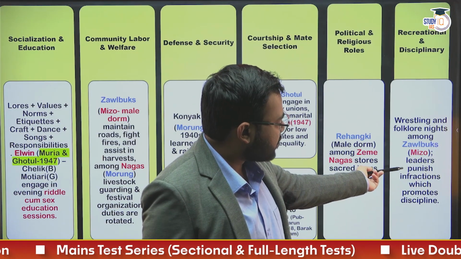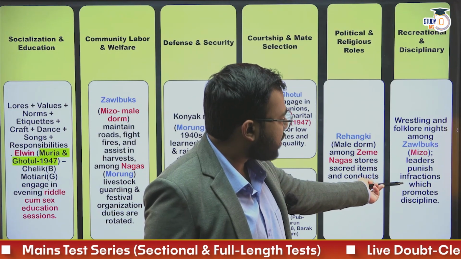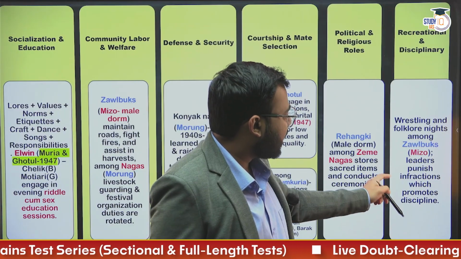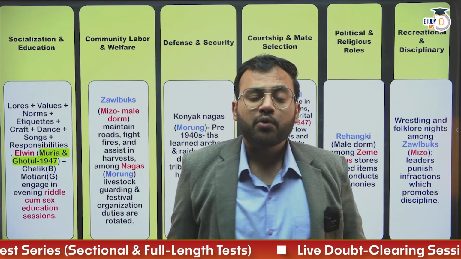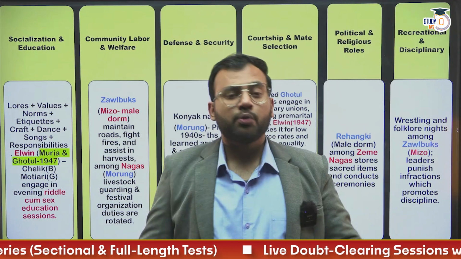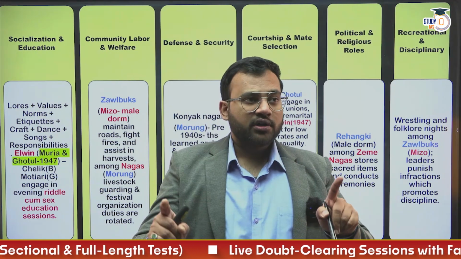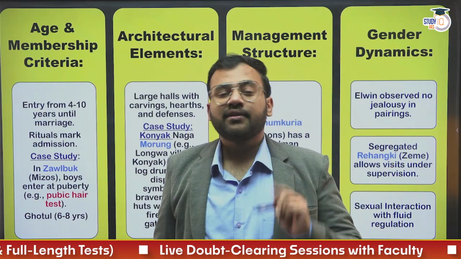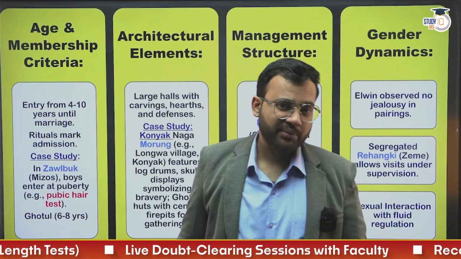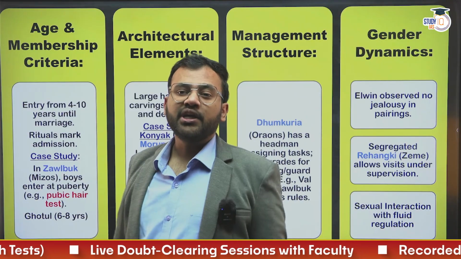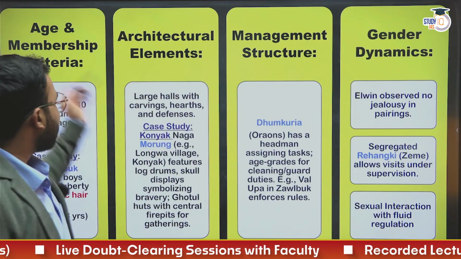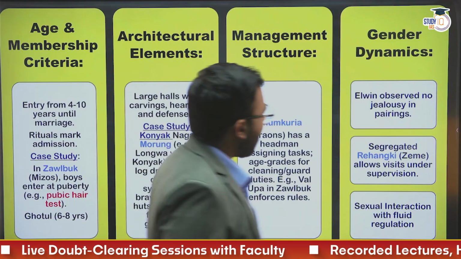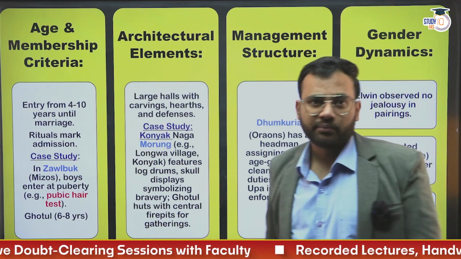Often there are occurrences where the leaders punish the infractions to promote discipline. So if somebody is disobedient, if somebody is not doing the assigned roles or the task, then often there are disciplinary actions or the punishments which are being taken so that conformity can be maintained in the group. Next is the characteristic of the youth dormitories.